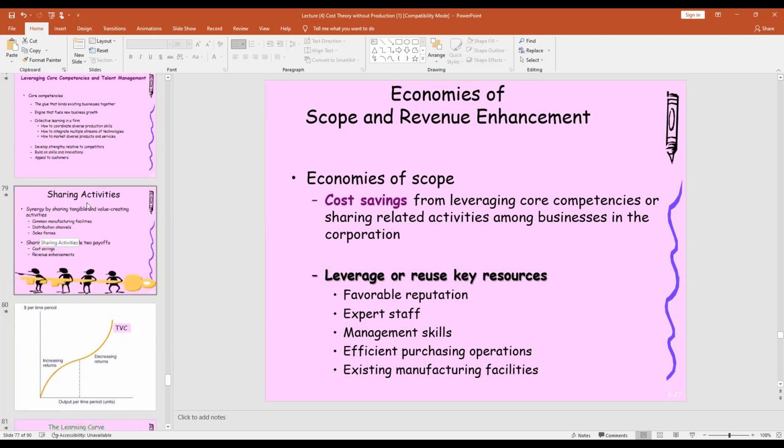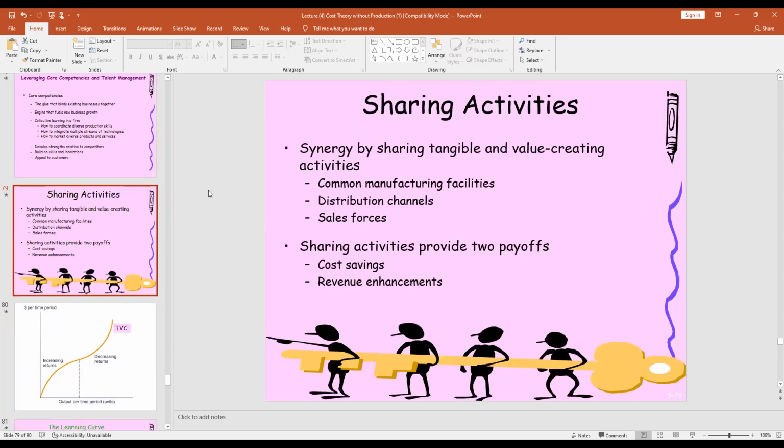So when we look at sharing activities, sharing is very important for the synergy effect, for saving cost and revenue enhancement. So I need some examples from you. Because of sharing, you can reduce your unit cost. But sharing cannot be done if you are not doing a different product. So please tell me an example.